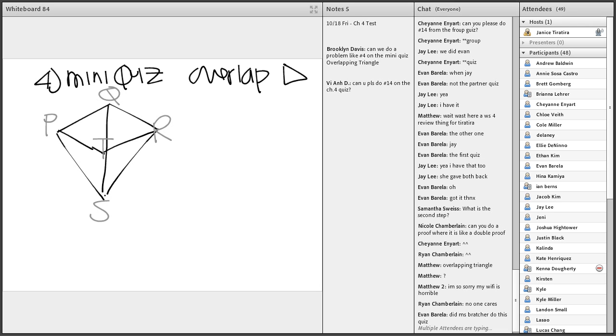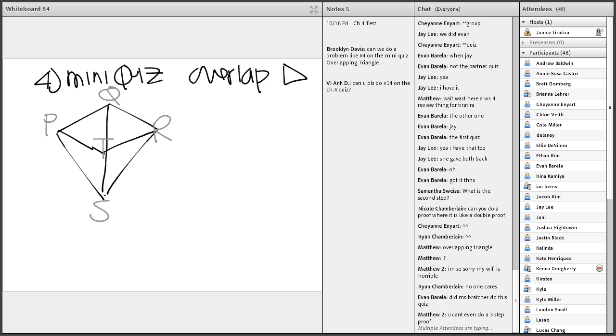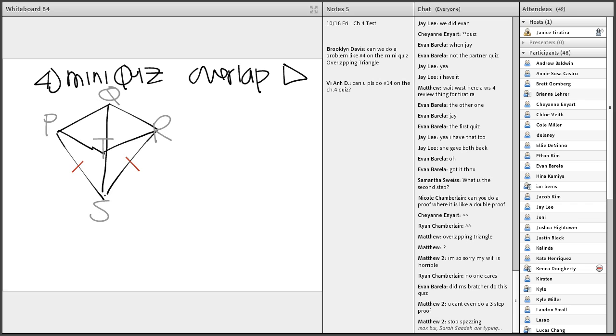So there are things that are already marked there, that's given. PS and RS are already congruent, and these two angles at the bottom are already congruent. That's just given to us. I know I did this in my classes today, a few classes. I don't know if I did it for every class, but I highly recommend you draw the triangles.